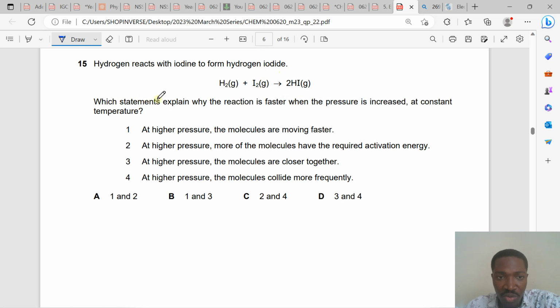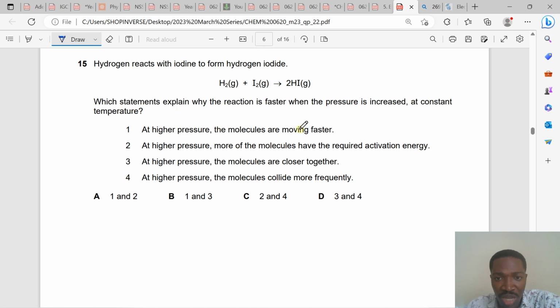Now, which statement explains why the reaction is faster when the pressure is increased? According to this equation, there's no change in the number of moles. That simply means it's very likely that the pressure of the gas will remain constant, both from the reactant part and the product part. But how can pressure now alter the rate of this reaction when temperature is constant?